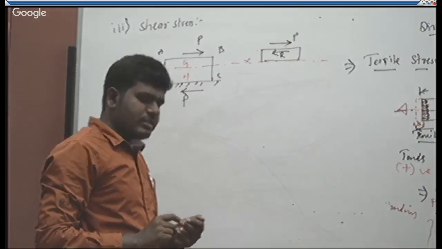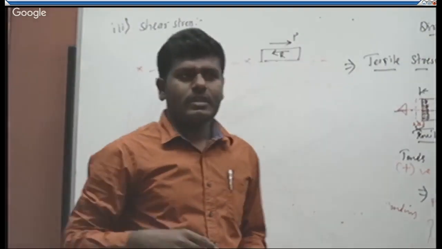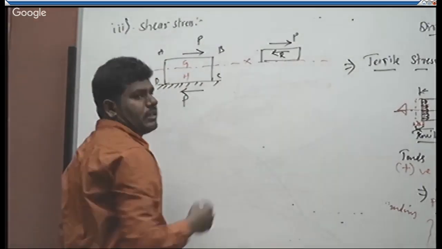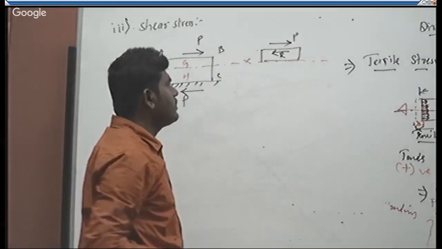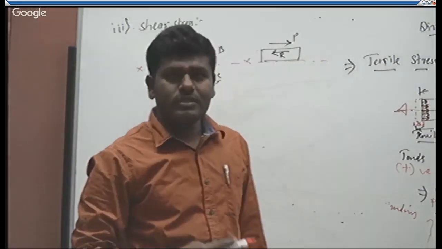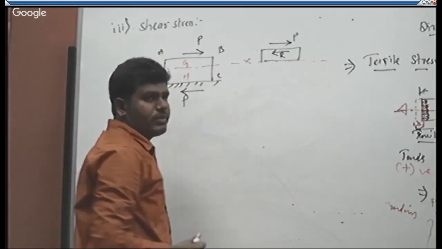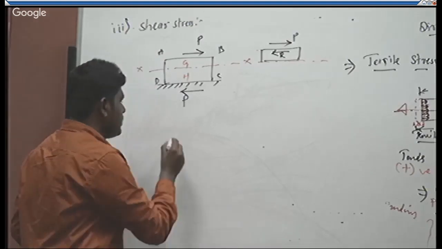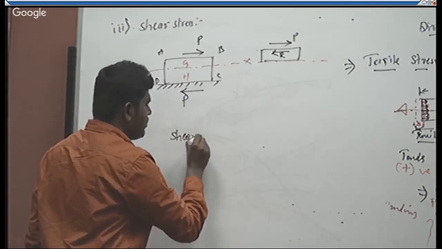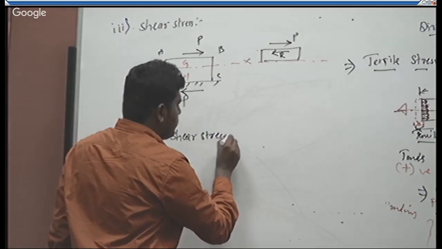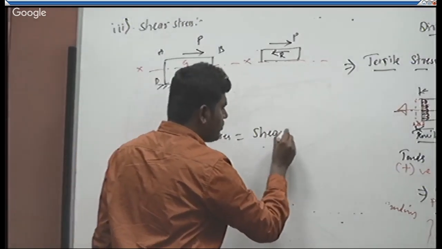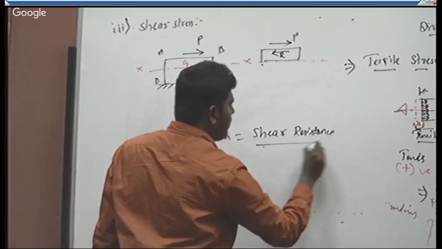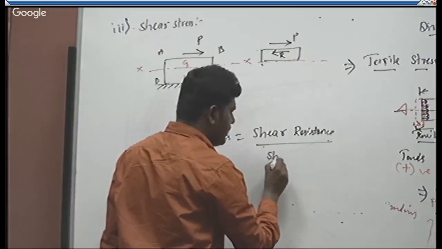This shear stress is usually induced in sliding members or rubbing members. So when a tangential force is applied parallel to the surface of the member, the stresses or reactive forces developed in the member are called shear stresses. Nothing but the shear stress is the shear resistance developed or offered by this particular area. So that is the shear area.